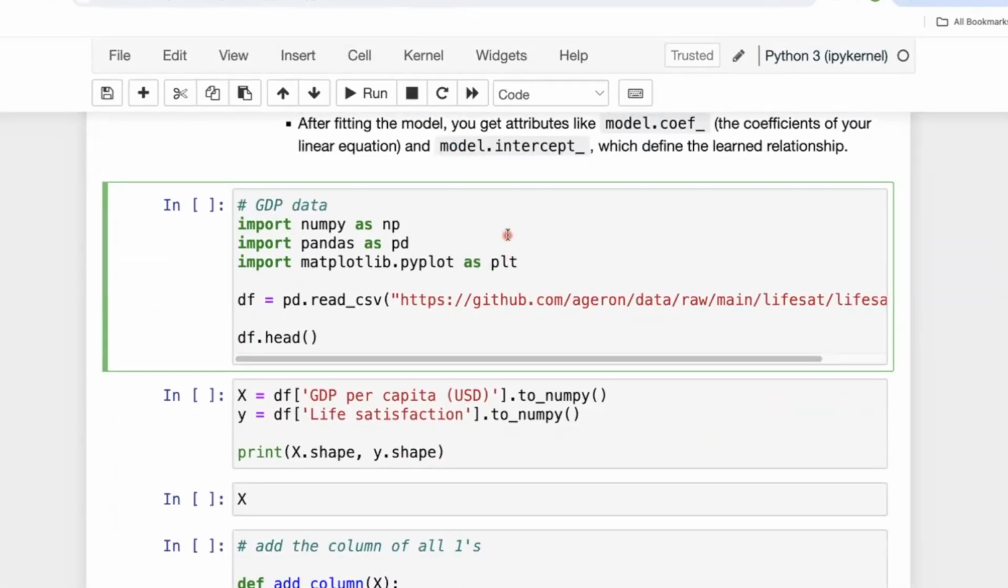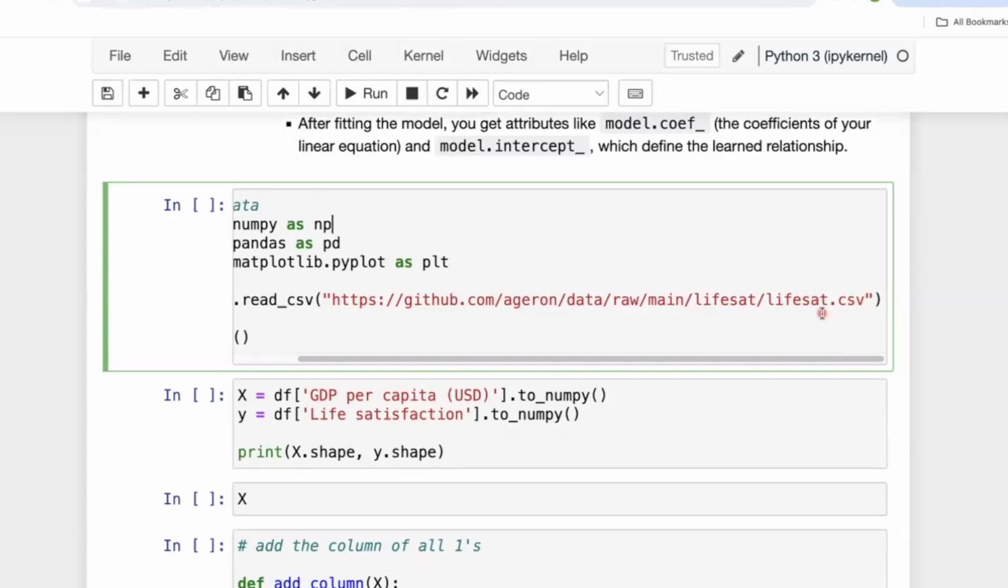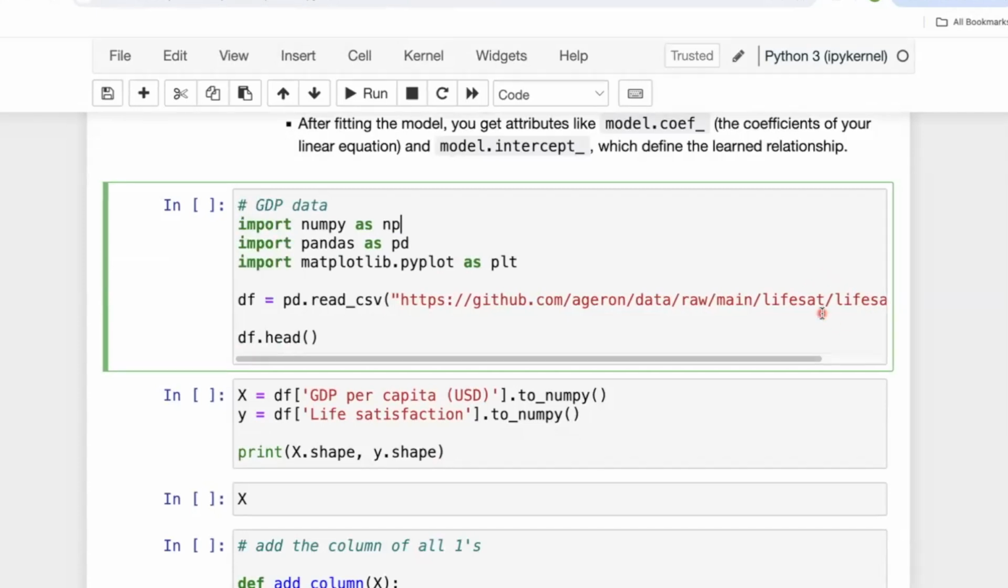Okay, so let's start with a real-world example now. We're going to start working with NumPy and import it as np because we want to work with numbers. Since we want to import some data that is in a CSV format, comma separated value, and we want to look at this more like an Excel or spreadsheet format, we're going to import pandas as pd, and we're going to import matplotlib for visualization purposes.